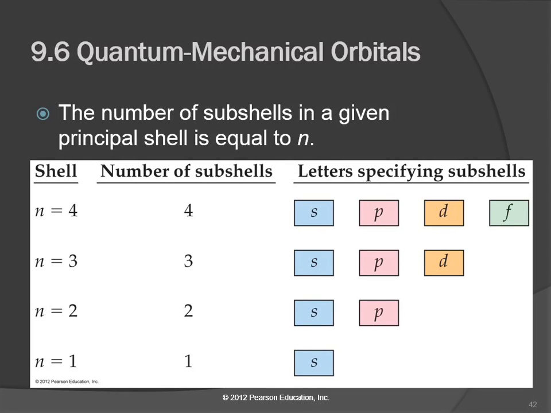We're picking up here in the middle of section 9.6. We're talking about quantum mechanical orbitals. The quantum mechanical model of the atom is not the solar system model, the Bohr model, because that actually turned out to be not correct. And so this is the currently accepted model of the atom.